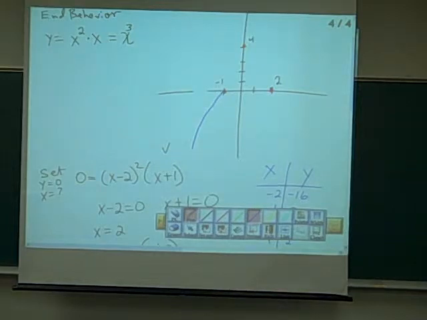1, 0. And then 0 up to 0, 4. And then 1, 2. And then 2, 0. And then it comes back up again at 3, 4. So I'm going to try to make that a little smoother. All right, and that's that graph.